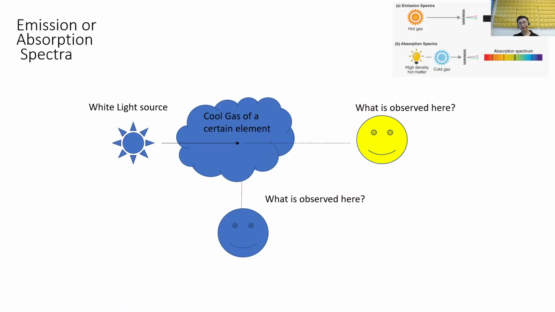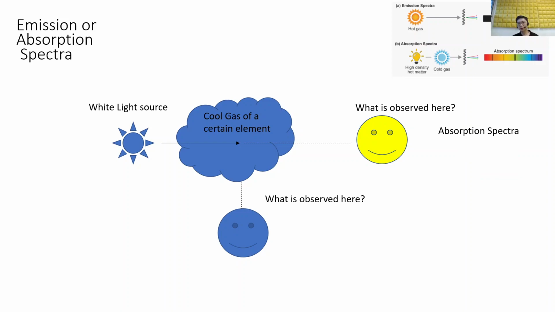Next is actually this question. You have a white light source coming in from the left, passing through a cool gas of a certain element. Then what is observed by the yellow smiley face, and what is observed by the blue smiley face? This was an A-level question asked quite long ago, and I think even until now, many students have issues with this question. So I thought I might just as well record a video for this.